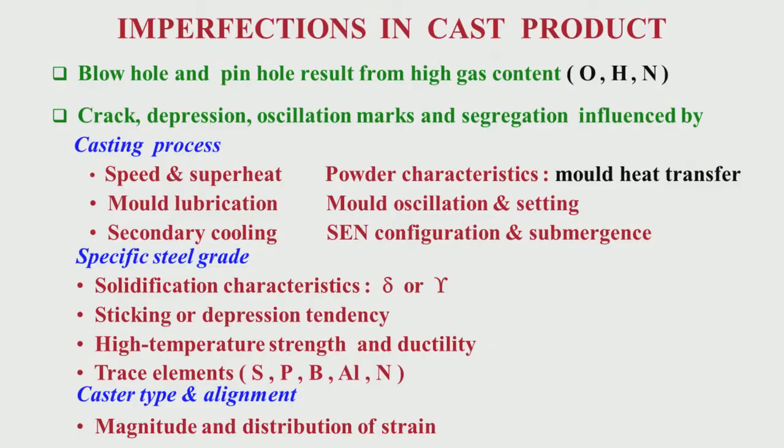Good morning. In the last session I started covering the surface and internal quality in continuously cast product. I mentioned what the possible imperfections in cast product are: blowhole, pinhole, crack, depression, oscillation marks and segregation, and how they are influenced by the casting process, the specific steel grade, and the casting type of alignment. These are the possible factors. I started the different issues one by one.